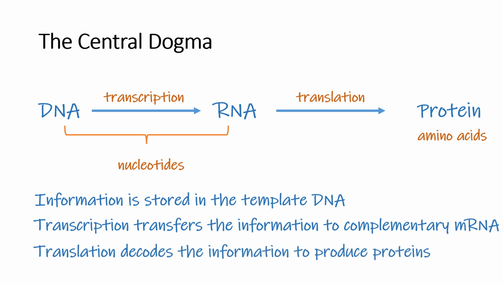Since the time that the structure of DNA was first described in the 1950s, this is how we've understood information flow within living things. It is important at this point, however, to mention that not all biological systems follow this path. As we will see in later modules, viruses can be the exception to the rule.